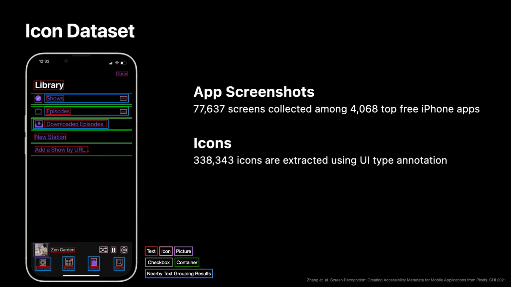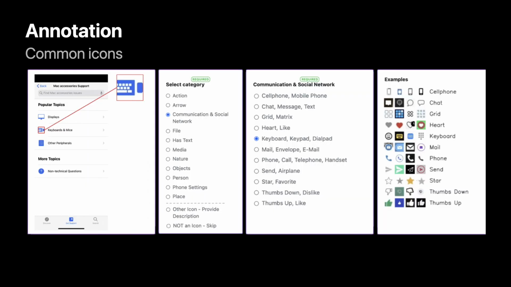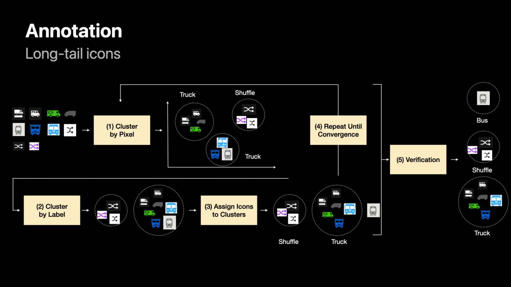We get icons from a large-scale iOS app UI dataset from our previous work. From screenshots, we extracted 338,000 icons using the UI type annotations. Using this annotation interface, crowd workers provide labels to icons. We defined about 90 common icon types based on previous research. For each icon, annotators determine if the icon belongs to a common icon type. Some icons do not belong to predefined common icon types.